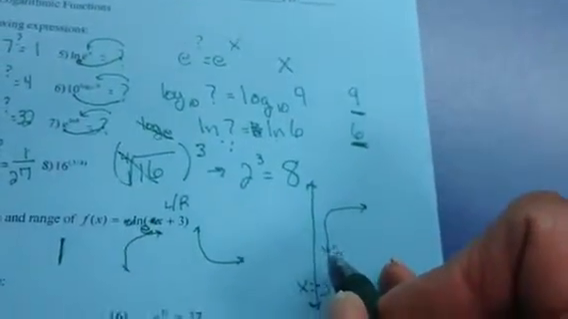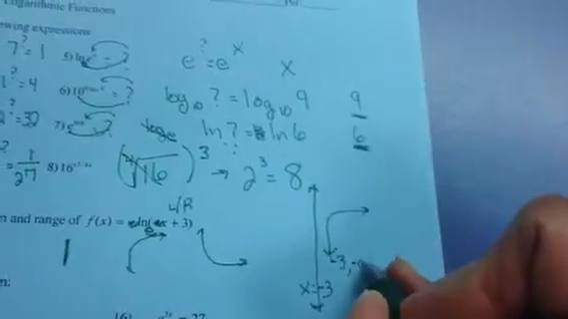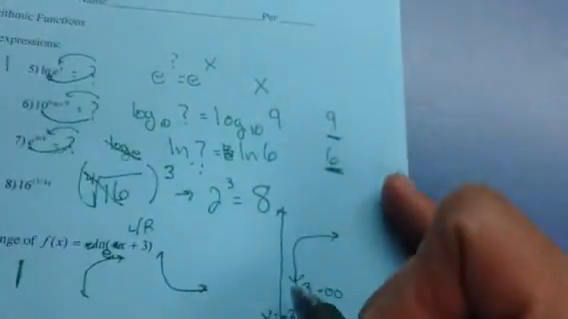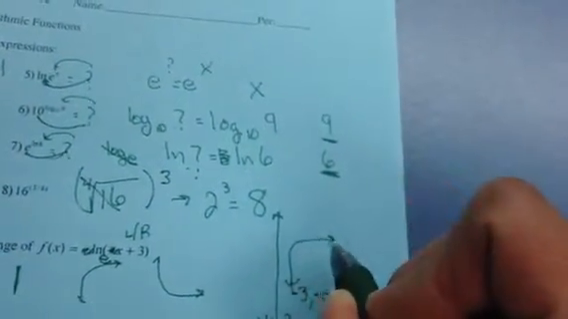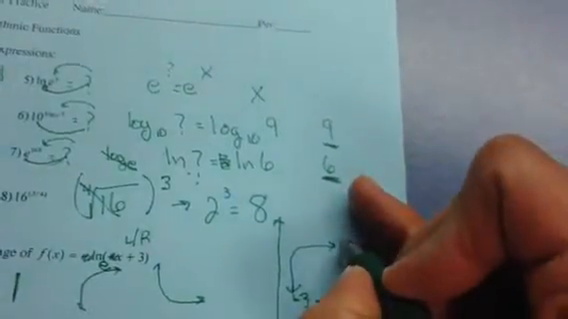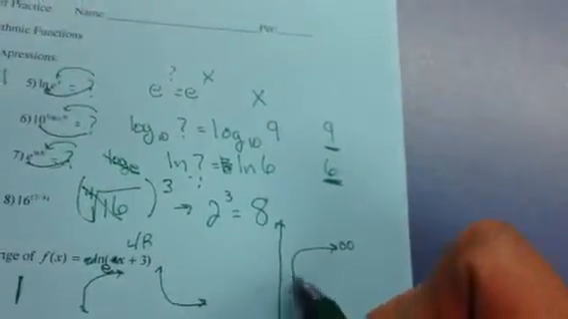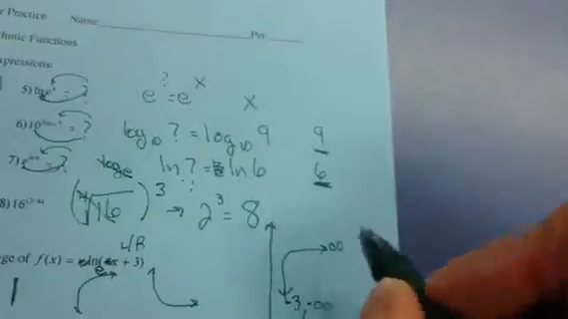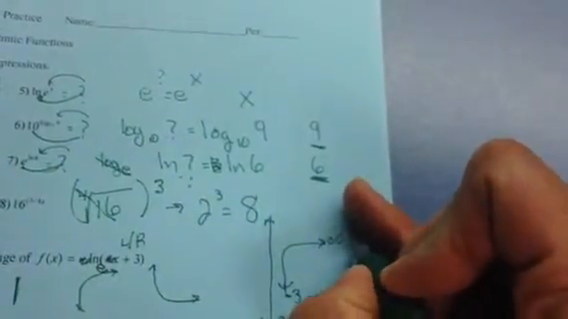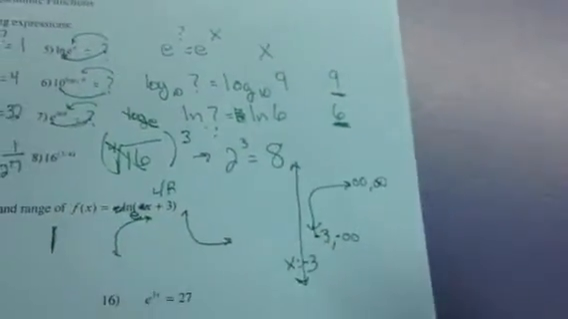Will it hit a wall? No, it's going to keep going down, so we put -infinity. And then over here, as we go to the right, x is getting bigger and bigger. Will it hit a wall? Nope, so it's infinity. And then as we go to the right, y is getting bigger and bigger and bigger. Will it hit a wall? No, it's infinity. And now you can write your domain.